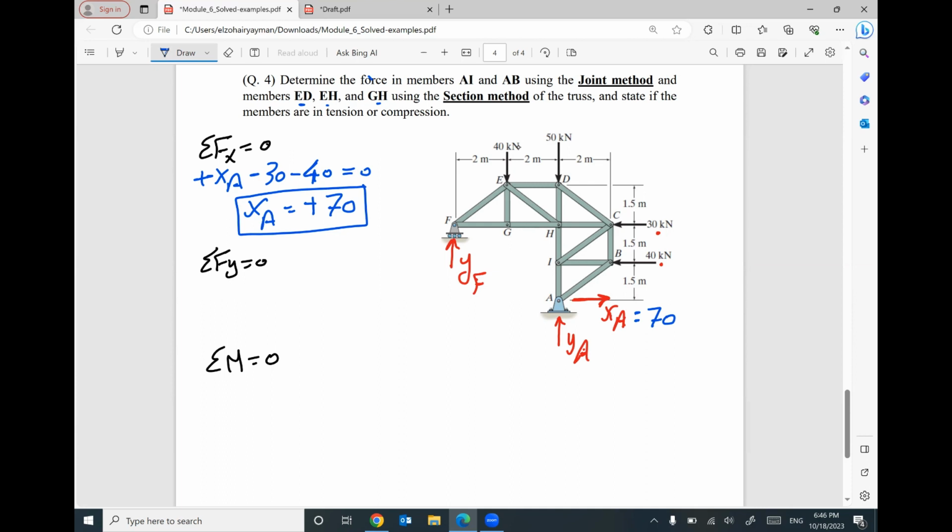Summation of all forces in Y equals 0. We have positive YF. We have positive YA. We have negative 40. We have negative 50. That's it, equals 0. So I can simplify this equation. YF plus YA will equal 90.